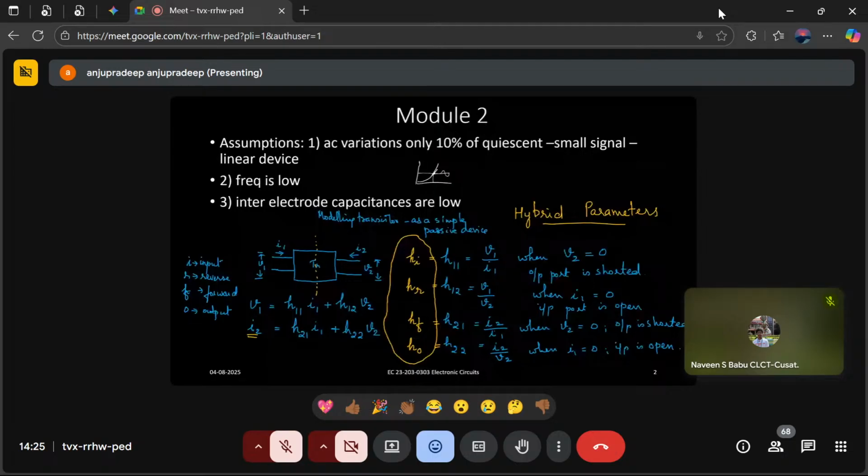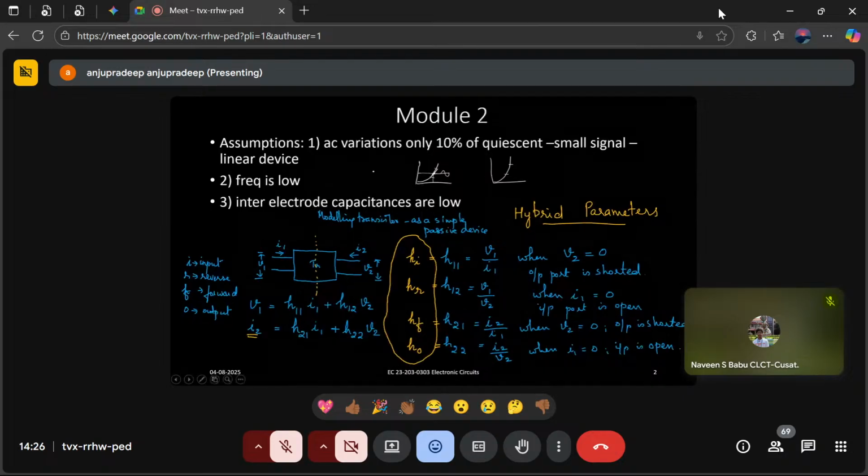So what we are trying to do is limit the region of operation to a linear region. Actually, base current versus voltage is a nonlinear thing. It is exponential. But if you consider a small region, it can be approximated as a linear region. And for this to happen, AC variations should be small. So that is known as a small signal linear device.